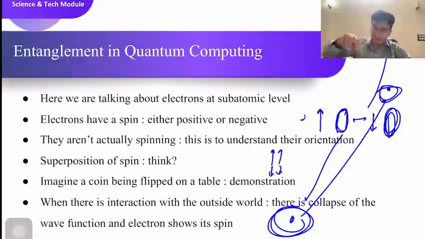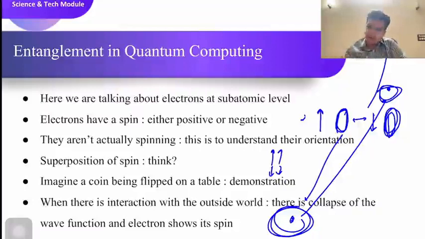Okay. Now, if a coin is being flipped on a table, it is like an electron in both positive and negative spin, both heads and tails. The coin is spinning on the table. As soon as I stop it, or I look at it, I will have to place my finger. It will either be heads or tails, nothing else, right? But as long as it is spinning, I don't know, right?